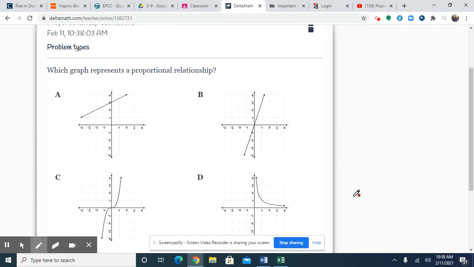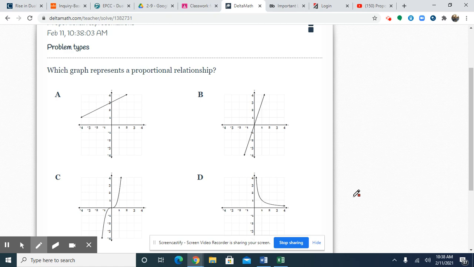Now your homework is going to involve identifying proportional relationships and calculating the slope and things of that nature. So looking at this first example, it says which graph represents a proportional relationship? Now, two things that we need to know when we're looking at a proportional relationship is that it has to have a constant slope and it goes through the origin, it goes through 0, 0. So it has to have two things to be able to be a proportional relationship.